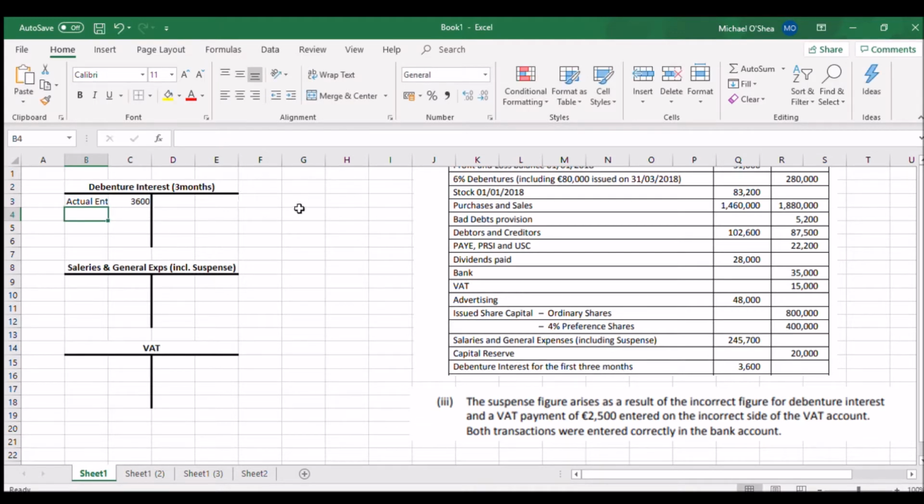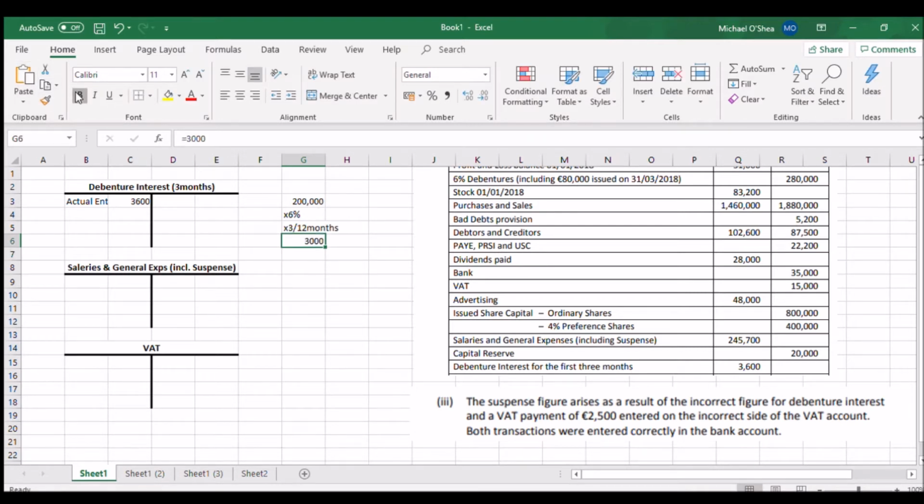What the figure should have been: we have 6% debentures, but the 80,000 was issued after the 3 months, so that 80,000 does not apply. I can take the 80,000 out of the 280,000, so I have 200,000, and I'm going to multiply that by 6%, multiplied by 3 divided by 12 months. I'm just writing it out like this, but I've done the calculation already, and it's equal to 3,000.